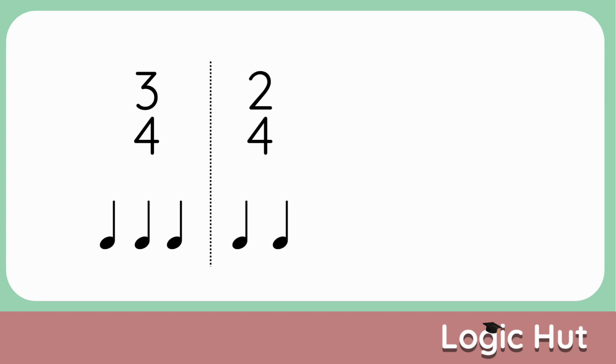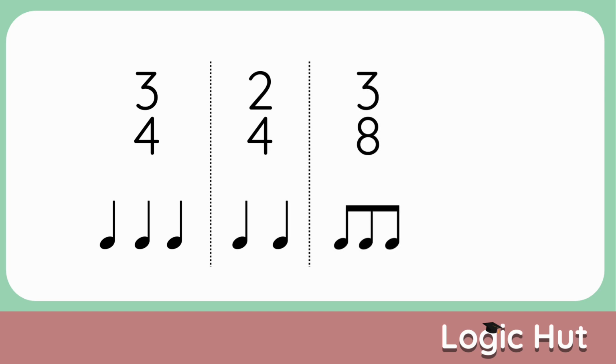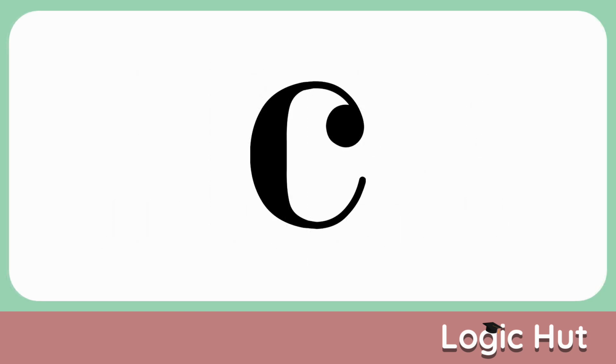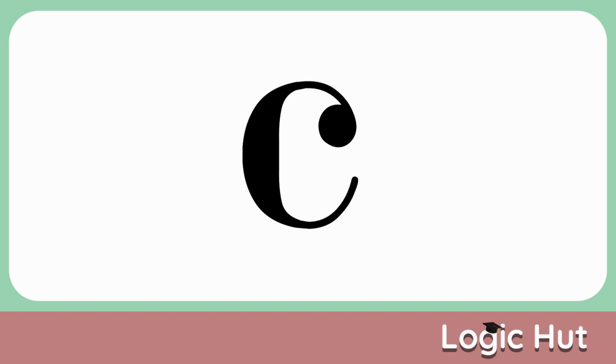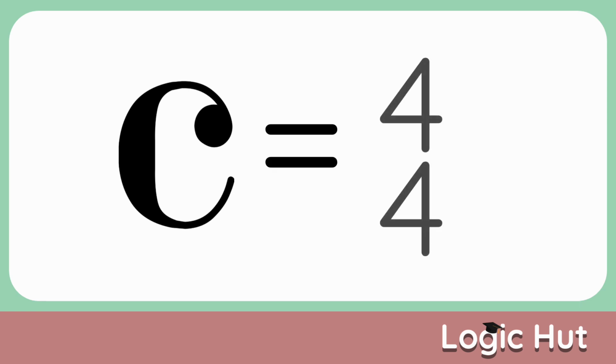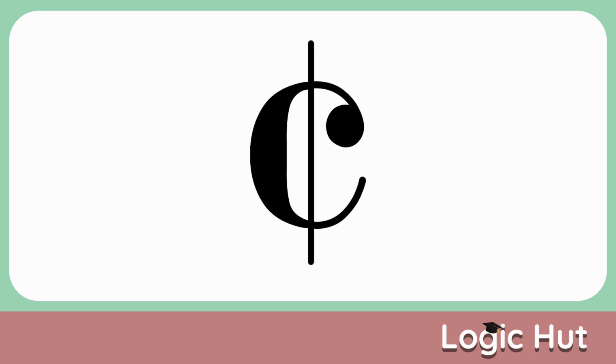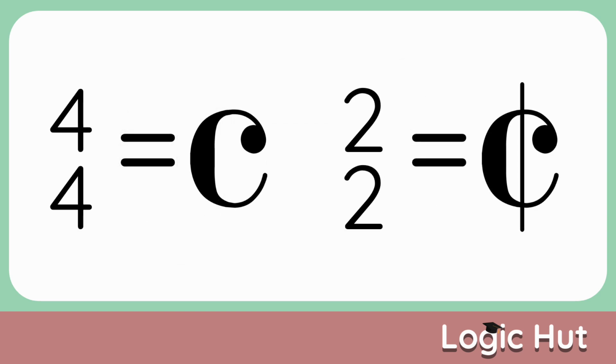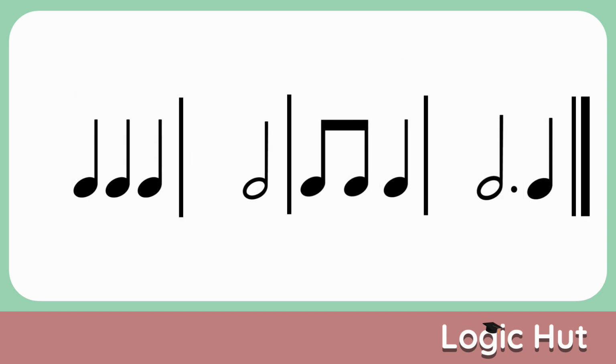Other examples of time signatures are 2/4, 2 crotchet beats, 3/8, 3 quaver beats, and 2/2, 2 minim beats. There are also 2 symbols used to represent specific time signatures. Common time represents 4/4, and cut time refers to 2/2. Both versions of each time signature are used today. You can even change the time signature within a piece of music, but it must always be at the beginning of a bar.